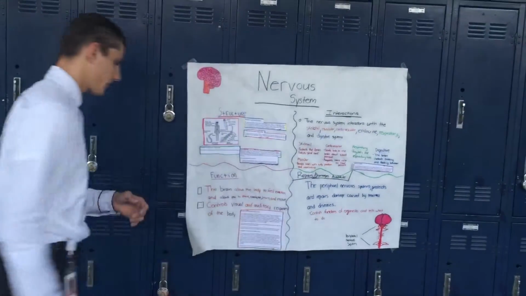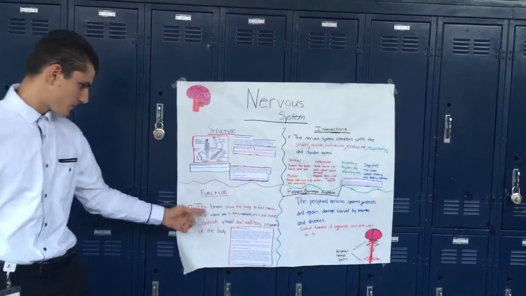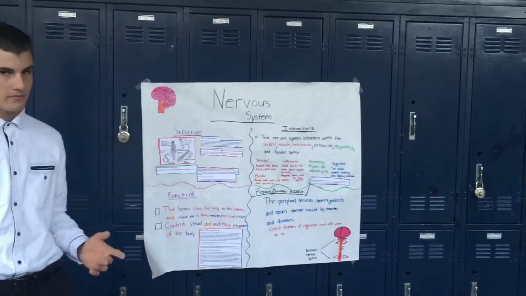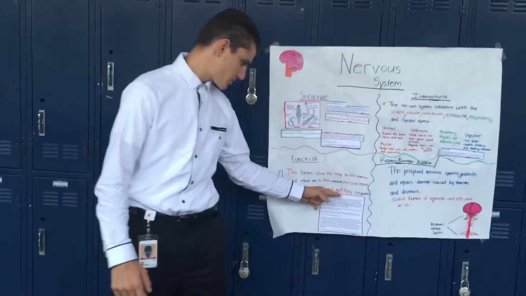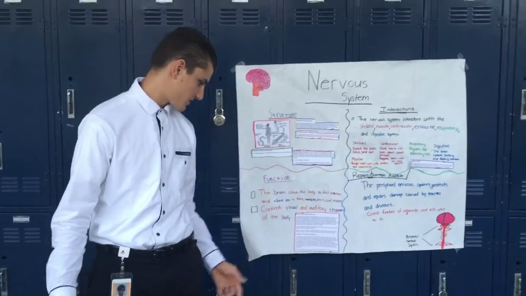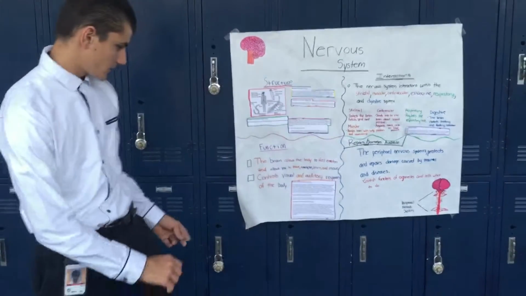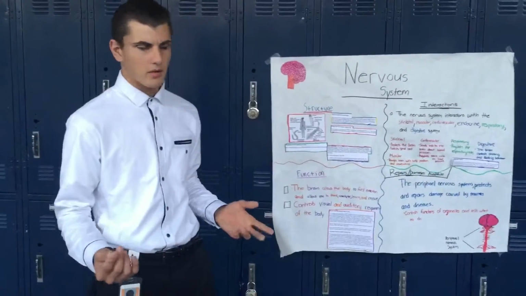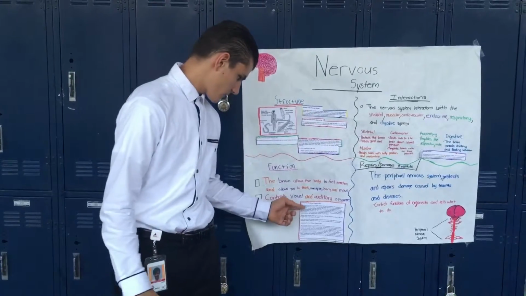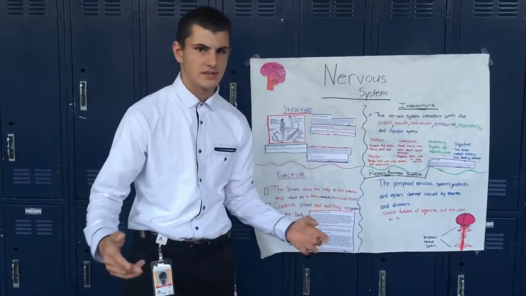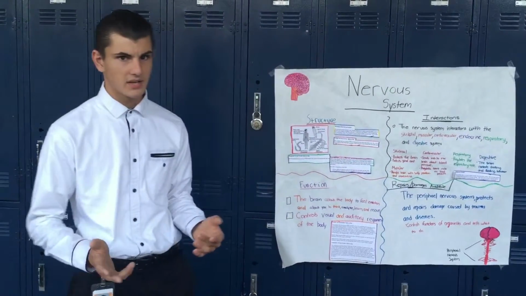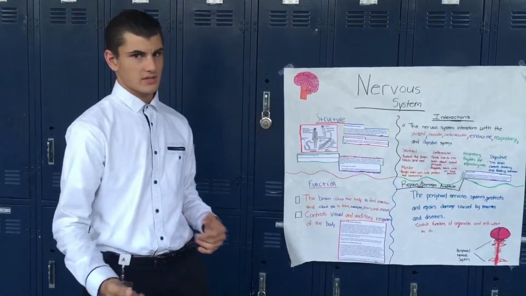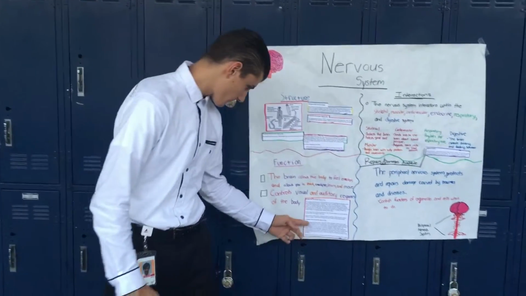The function. The brain allows the body to feel emotion and allows it to think, analyze, learn, and move. It controls visual and audio responses of the body. For a more ideal look at the functions, the somatic nervous system, SNS for short, controls the neurons and nerves that interact with the muscles to help you move.